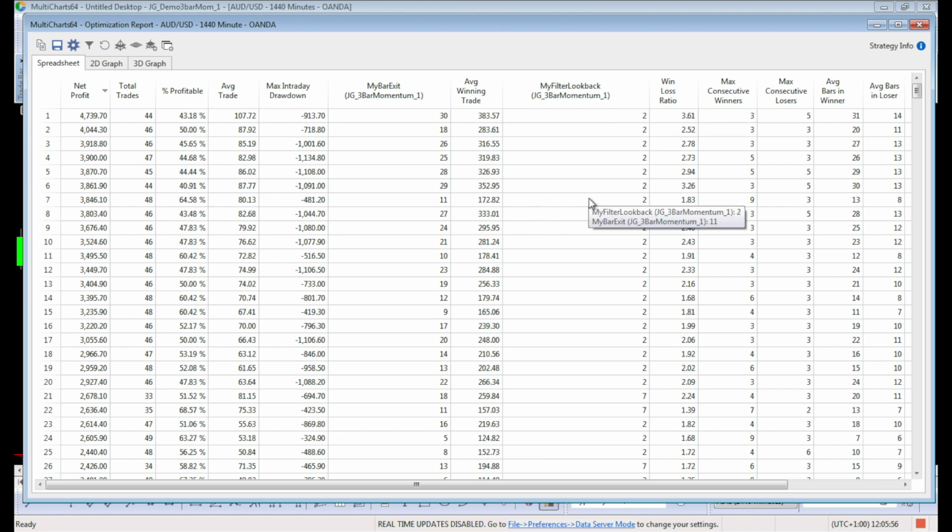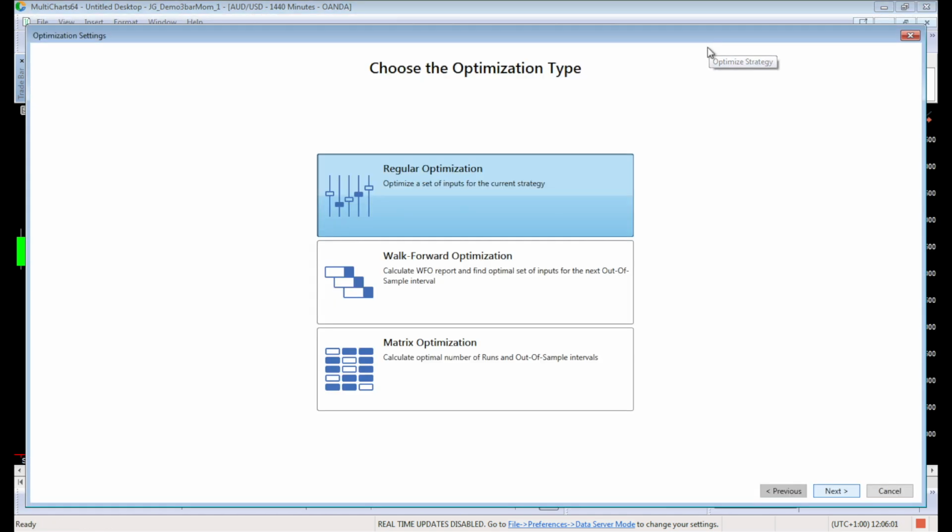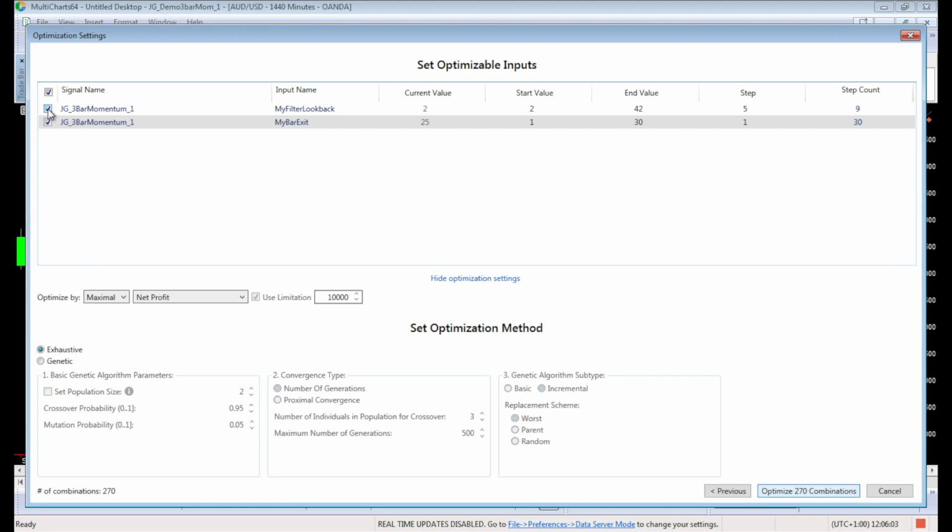So knowing this information on the filter, let's do another optimization so it's a bit cleaner, and what we do is we'll eliminate the filter, so we'll leave the current value of the filter at 2, which is using no filter at all, and we just look at the exit duration. We could possibly go even a little bit longer. We go from 1 to 40 days.